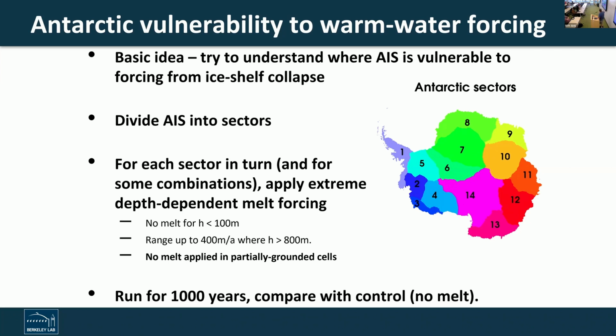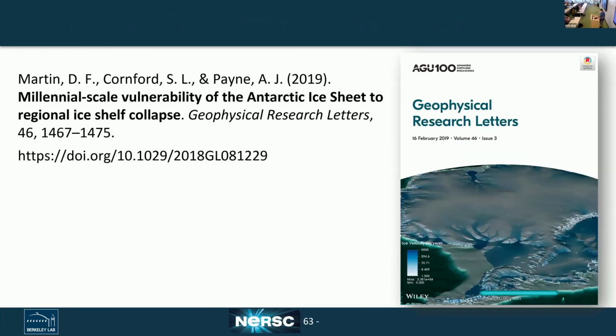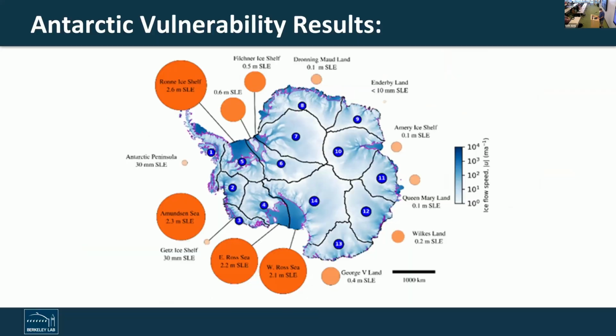So we did this. It was 14 different sectors. So we ran each of them after 1,000 years. This is a paper that came out in 2019. We even got the cover of the journal, which is nice. And what we found was that, basically, the size of the circle is the amount of vulnerability, right?